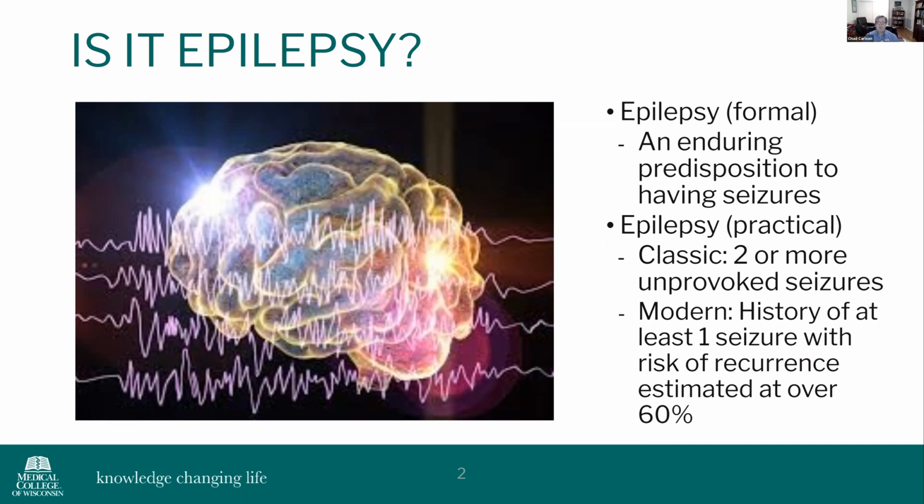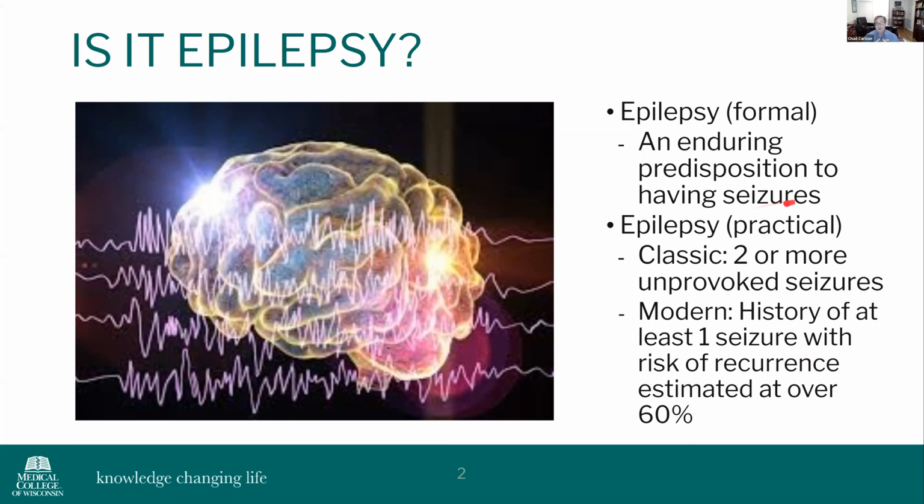In the more modern era, over the last couple of years, we have actually expanded that definition to include history of at least 1 seizure, and then something that makes the risk of recurrence of a seizure to be estimated to be over 60%. And so that's what we're talking about.